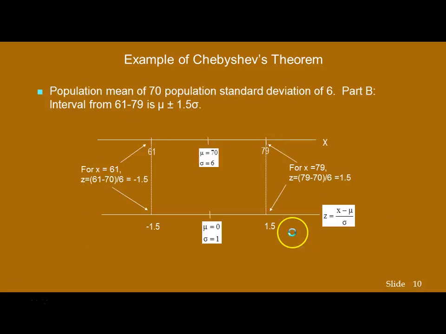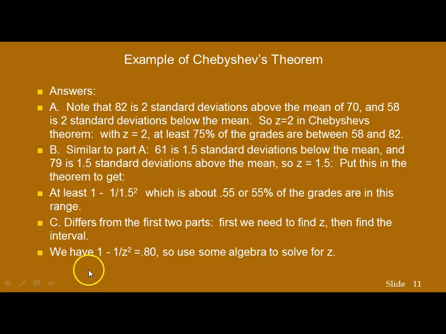To do part C, we're going to have to start off with an equation. Chebyshev's theorem tells you that at least 1 minus 1 over z squared of the data is in the interval mu plus or minus z sigma. So we want 1 minus 1 over z squared to be 0.8, since the problem told you, find the interval that contains at least 80% of the data.